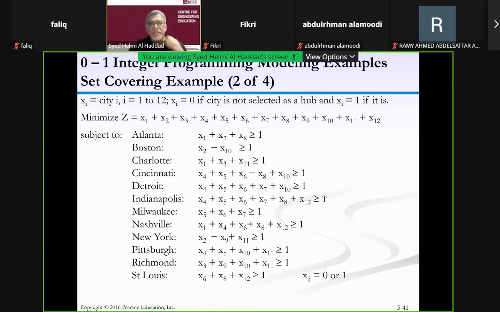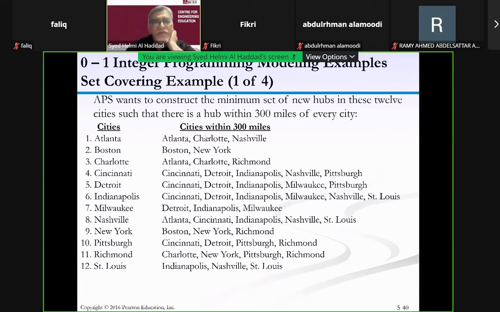I repeat what I said just now. If you need to select only one, for example, for city Atlanta, only one of the cities will be selected. Boston, only one of the cities will be selected. Cincinnati, only one of the cities will be selected. Then the constraint should be equals to 1. But if you can choose 2 instead of 1, any of these 2 within Cincinnati, then you can make it greater than or equals to 1.